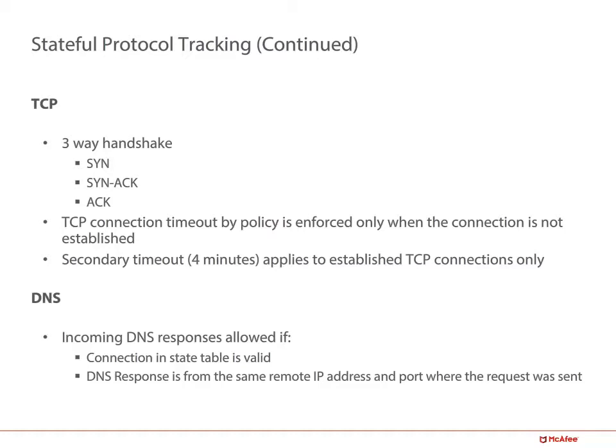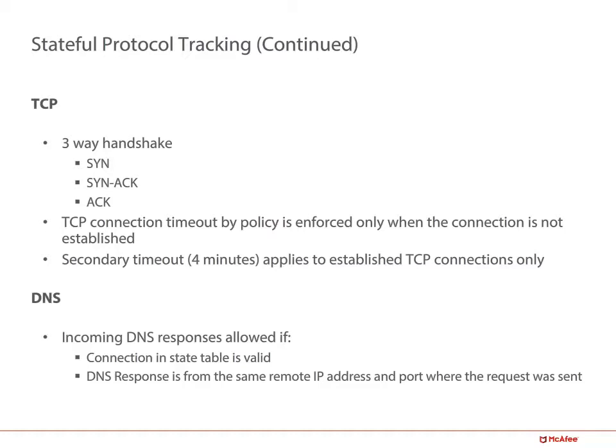Pre-existing connections without that matching static rule will be blocked. The TCP Connection Timeout, which is set in our Firewall Options policy, is enforced only when the connection is not established. We do have a second TCP timeout that applies to your established TCP connections only. This timeout is controlled in a registry setting and has a default value of 1 hour. Every 4 minutes, the firewall queries the TCP stack and discards any connections that are not reported by TCP.